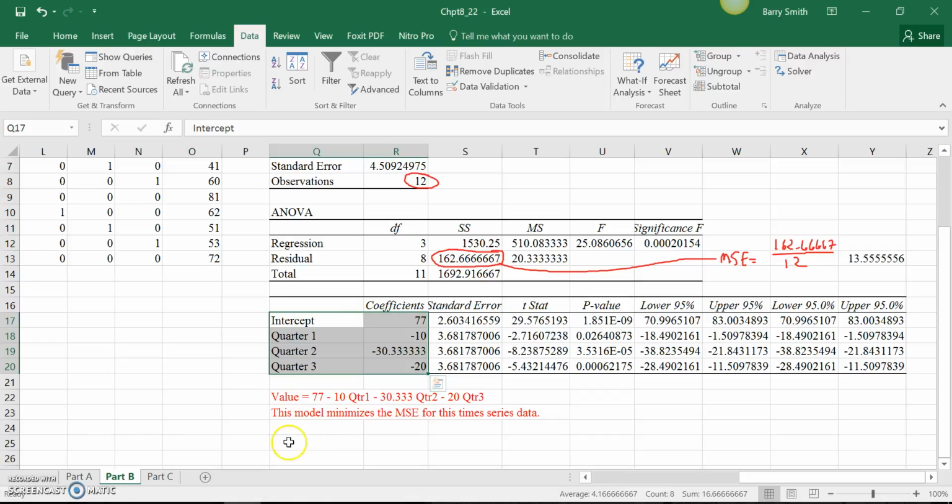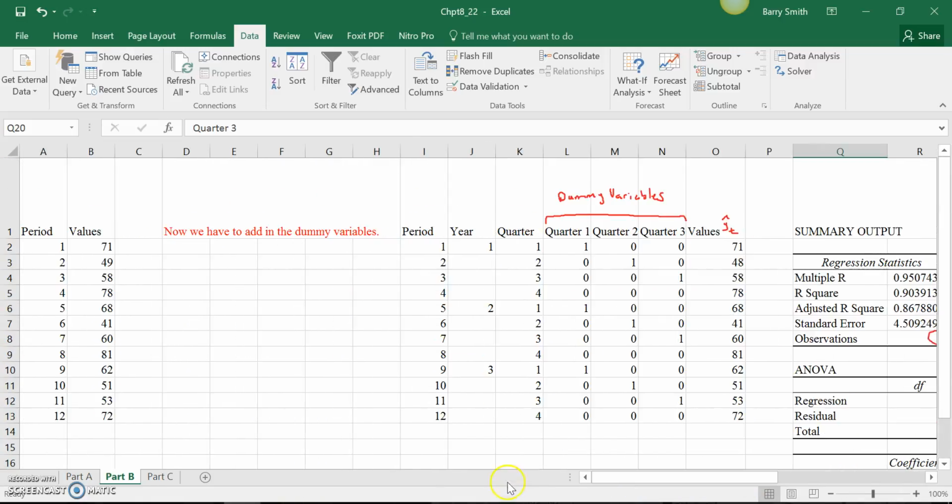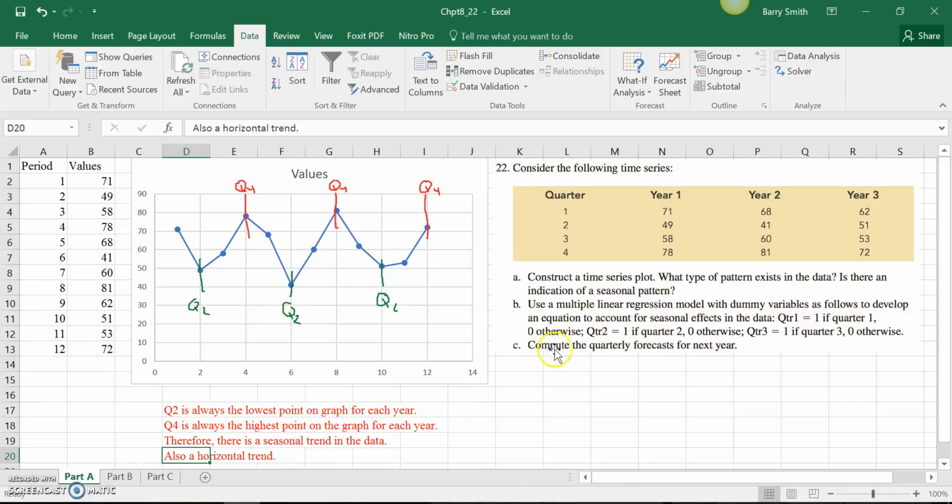And this gives us our equation that we can use to forecast. So the value, basically our y, is going to be equal to 77, our intercept, and then minus 10 times quarter 1, then minus 30.3333 times quarter 2, minus 20 times quarter 3. Okay, and so that's going to be the model we use to forecast our next part of the data, which is what part C says: compute the quarterly forecast for the next year.